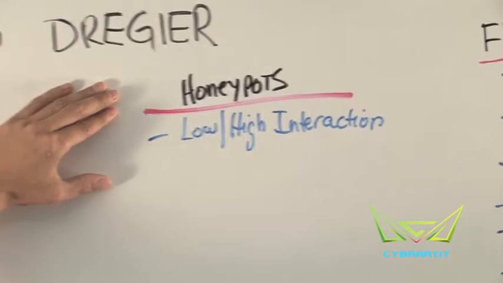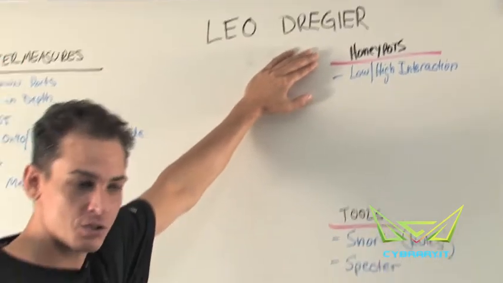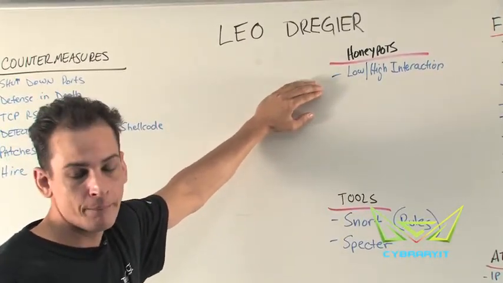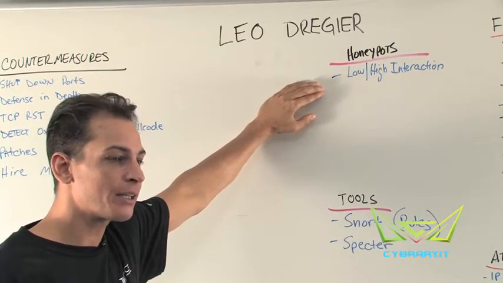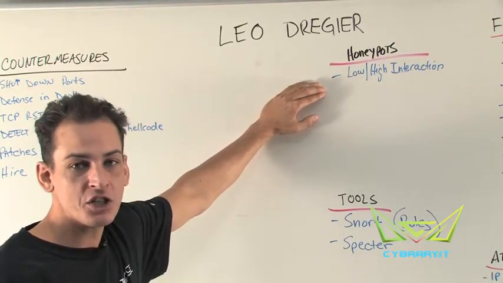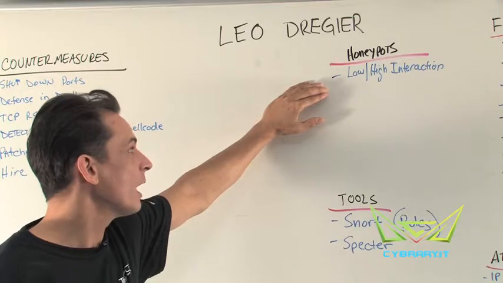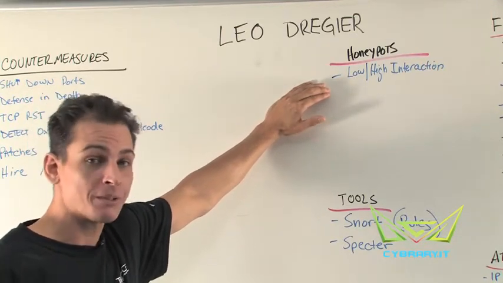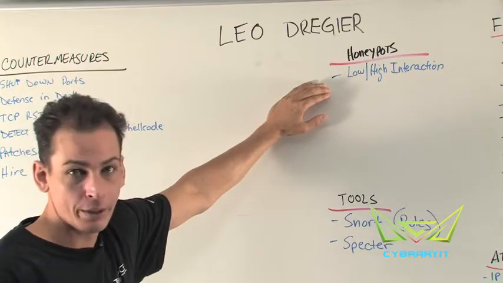Low interaction honeypots, there's not much you can do with them. They're just for basic profiling purposes. High interaction honeypots specifically allow full exploitation of those systems. Symantec Decoy Server is a great example of a high interaction honeypot, while something like Specter is basic low interaction.